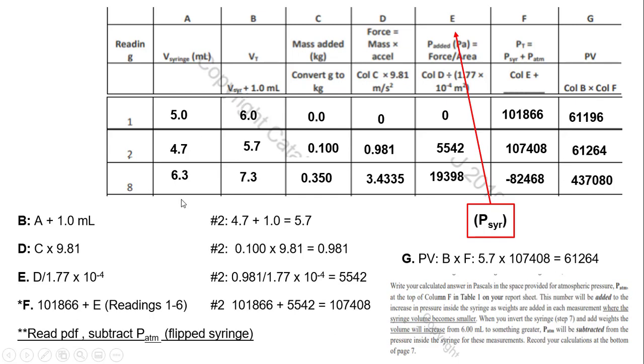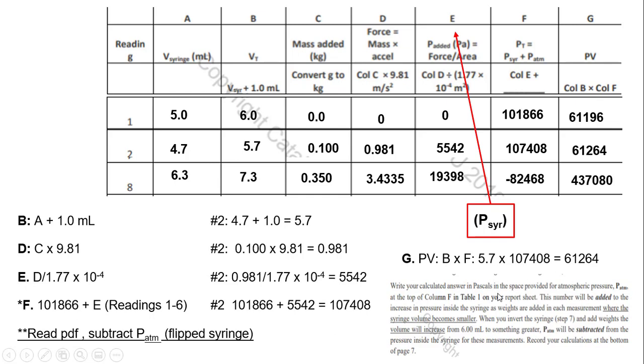Now, I'm not going to do 2, but I'm going to jump to 8. So I have a volume of 6.3, so I have a volume total of 7.3. My mass is 0.35, so I took that, times it by 9.81. I got this number here. I took that and divided that number by the area of the plunger, and that gave me a number here.